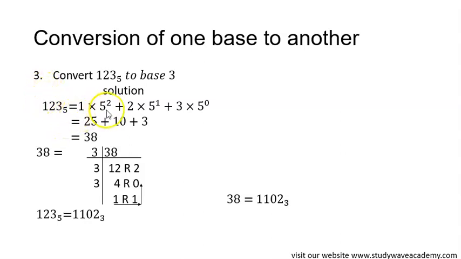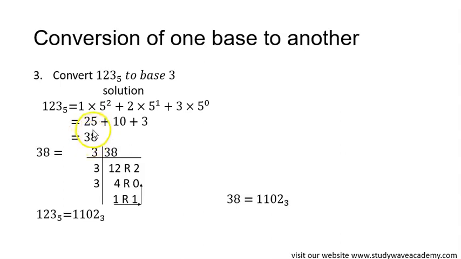So we have 1 times 5 raised to power 2 plus 2 times 5 raised to power 1 plus 3 times 5 raised to power 0. We simplify further. 1 times 5 raised to power 2 is 25. I'm sure by now we're used to how to get this, right? Plus 2 times 5 raised to power 1 is 10 plus 3 times 5 raised to power 0 is 3, okay? When you're done, we add together. 25 plus 10 plus 3 is going to give us 38. Okay?